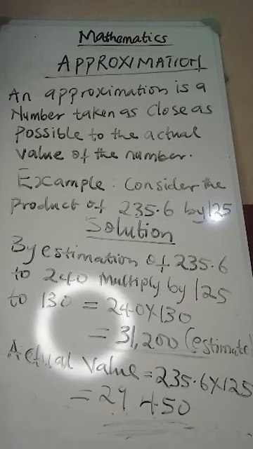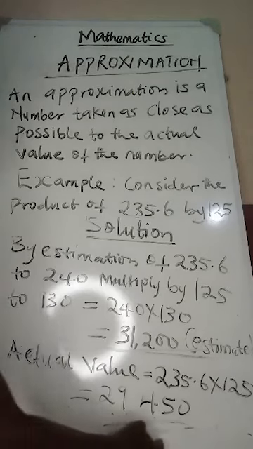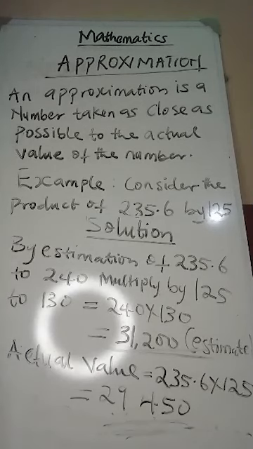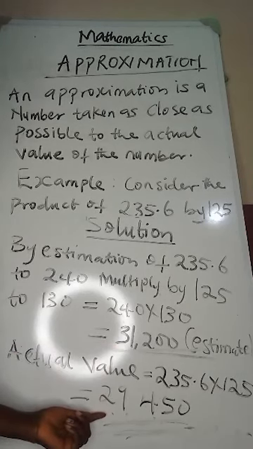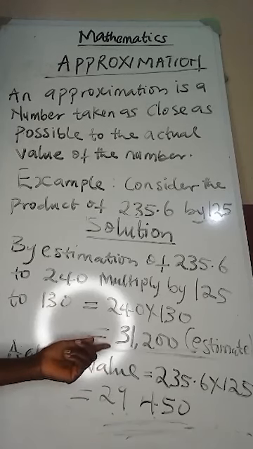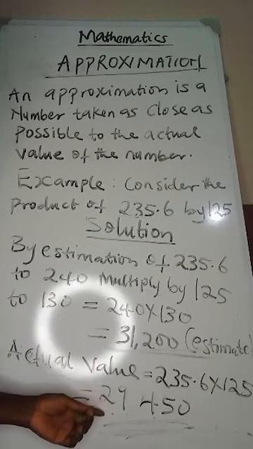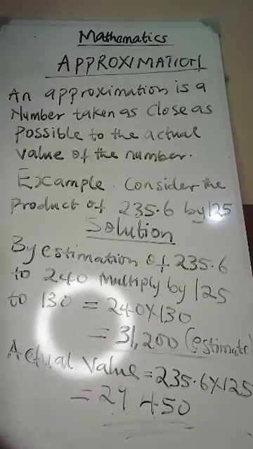Now we want to talk about the real or actual value. 235.6 times 125 gives us 29,450. So this is the real value, and in approximation you can be asked to get the real value and at the same time the approximated or estimated value. Here we have two answers. 31,200 is close to 29,450, but it is not the real value. 29,450 is the actual value of the example given to us.